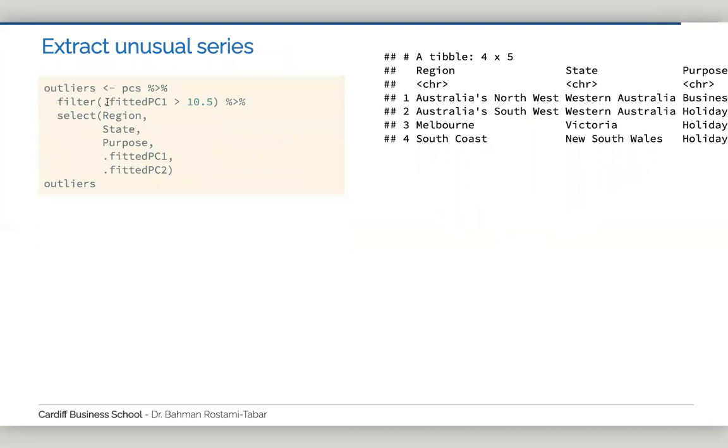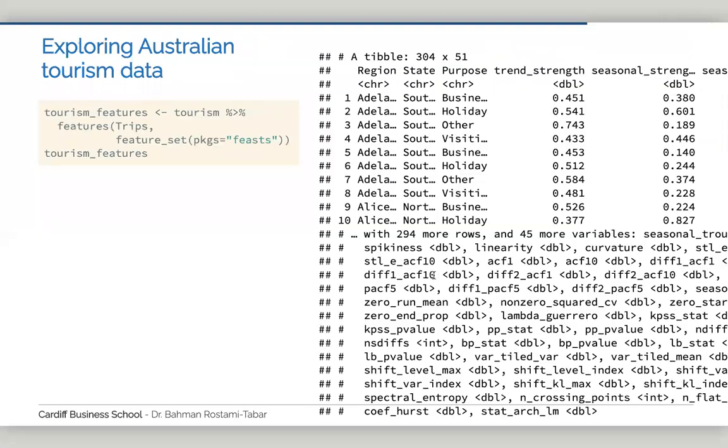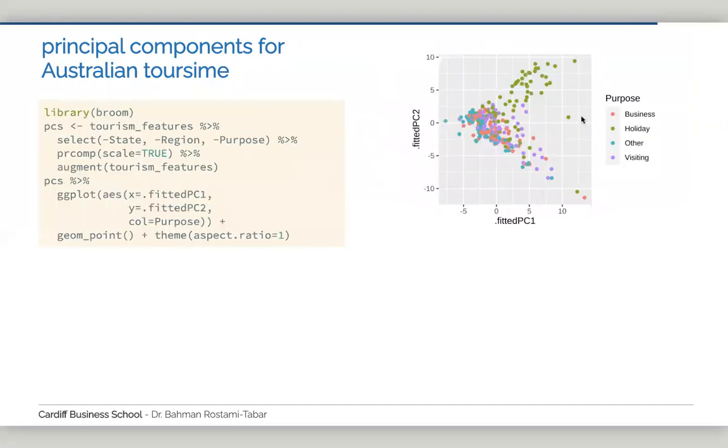You say, I want the ones where the fitted PC1 is greater than 10.5, and then select all the variables that you have in the data set. This is the output of this code. And if you want to plot it, you can also plot those time series that are a bit unusual, so you can observe them and see why they're quite different from the others.